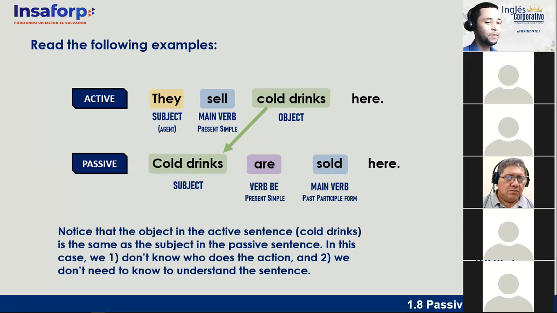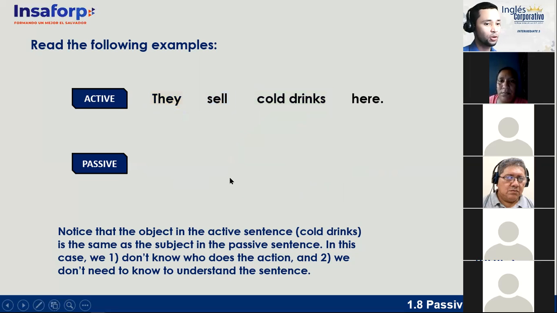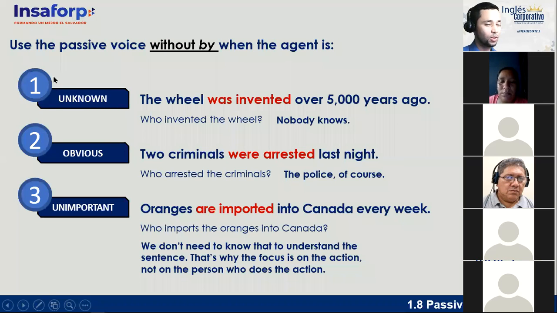¿No? Okay, so notice that the object in the active sentence, which is cold drinks, is the same as the subject in the passive sentence. In this case, we, number one, don't know who does the action. In number two, we don't need to know to understand the sentence. Aquí se cumple lo que habíamos dicho anteriormente. Prácticamente se cumple el número uno y el número tres. No sabemos quién vende las bebidas, ni tampoco es necesario saber quién las vende para ir a comprar una, ¿verdad?